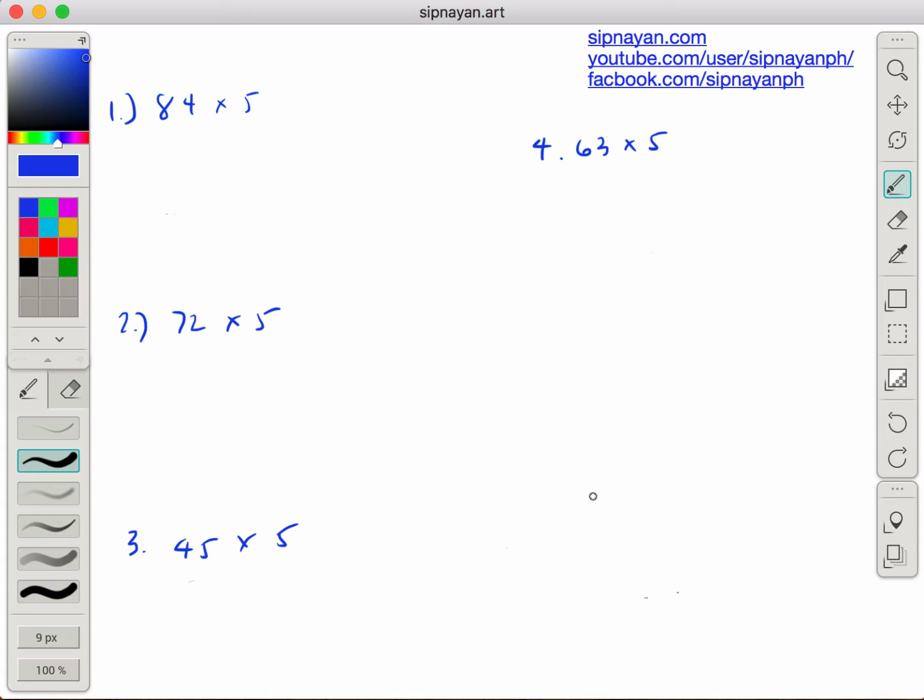In this video, tuturuan ko kayo ng isang method to multiply a two-digit number by 5 na mas madali. So, to cut the story short, tuturuan ko kayo ng shortcut.